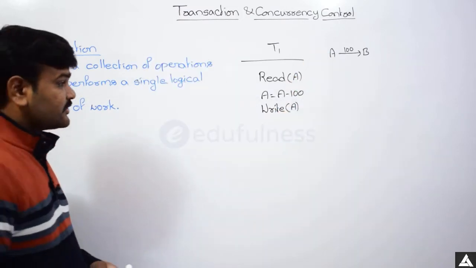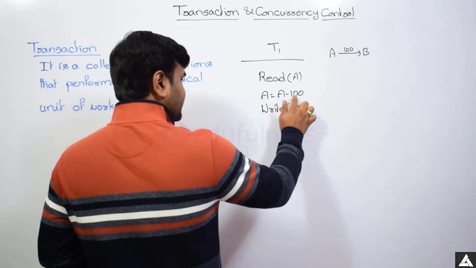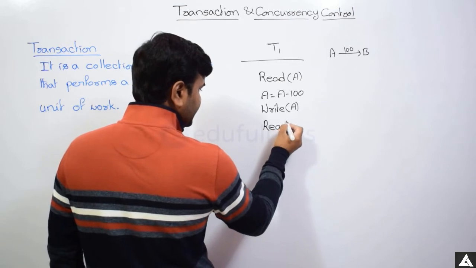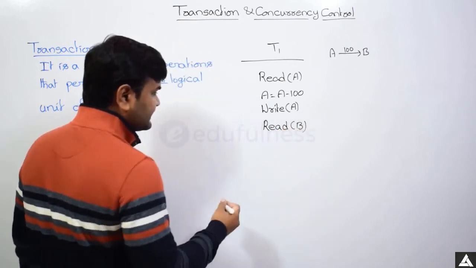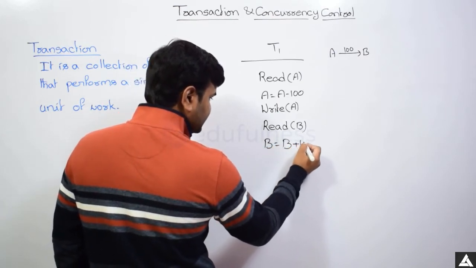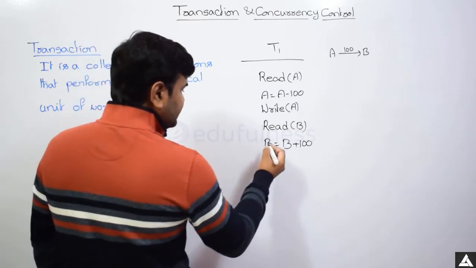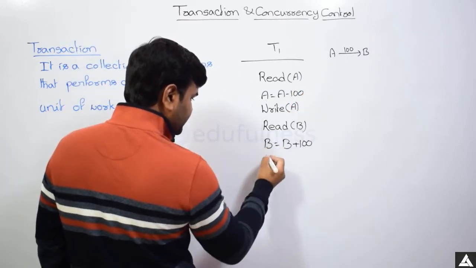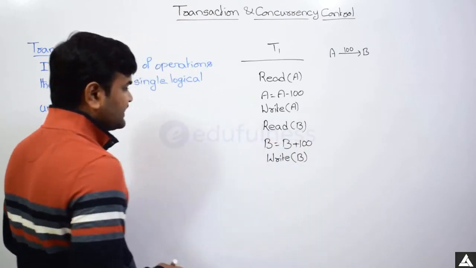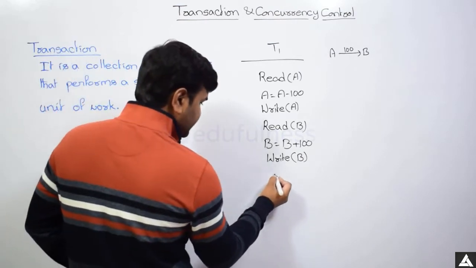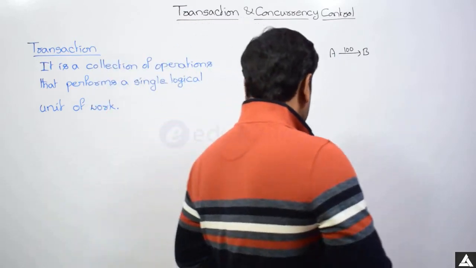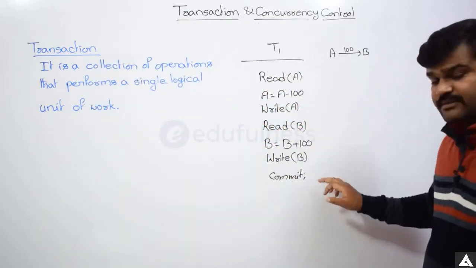Then after that, you have to add this reduced 100 to B. So you have to read the balance of B and then add that 100 to B, so B equals B plus 100, and then this updated value you are going to write back to the server. That is the write operation of B. After this you are going to commit, which means the changes are made permanent. So this is one transaction.